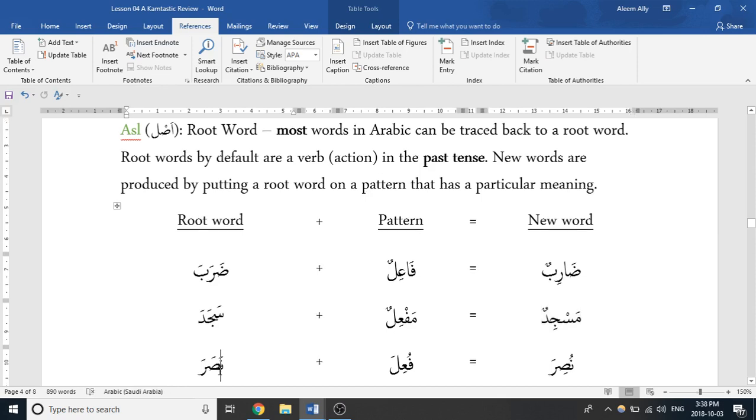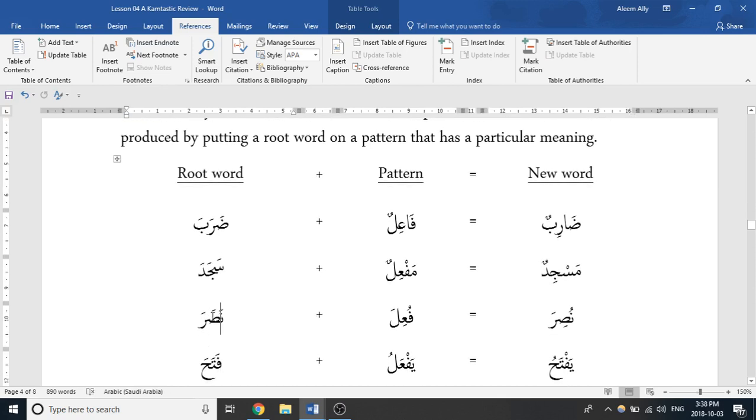Let's look at another example. We have nasara, which means he helped. If we put it on the pattern of fu'ila, so going from fa'ala to fu'ila, we end up with nusira, which means he was helped, right? So we have here he helped, where we know who's doing the helping, and then it becomes he was helped, where that person is now being helped, and we don't know who did it.